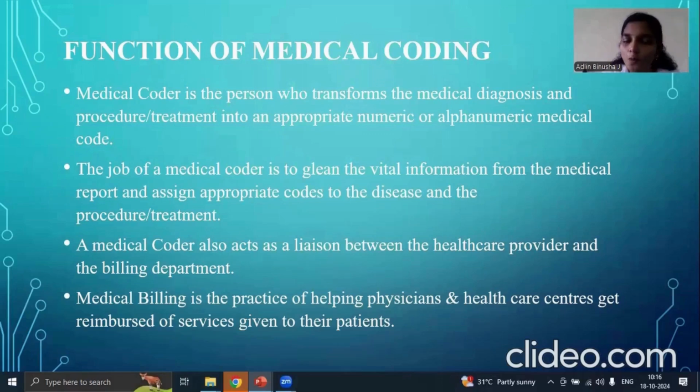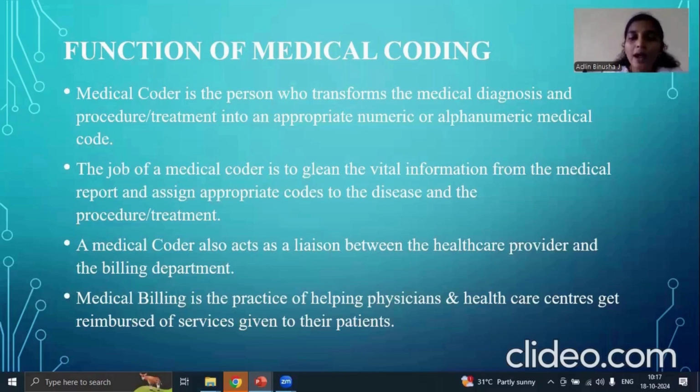Next, the job of the medical coder is to glean the vital information from the medical report. What is a medical report? I already explained: it's the medical record of the diagnosis, procedures, or treatment done by the provider to the patient. He will maintain a record. This is called a medical report. And the coder will assign the appropriate code to all diagnoses recorded by the provider. This is the job of the medical coder.